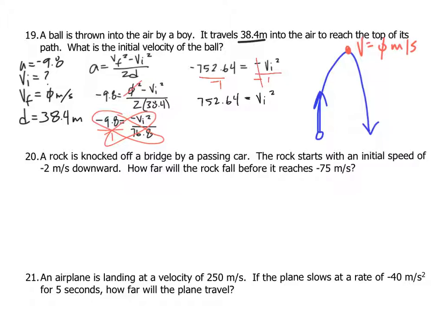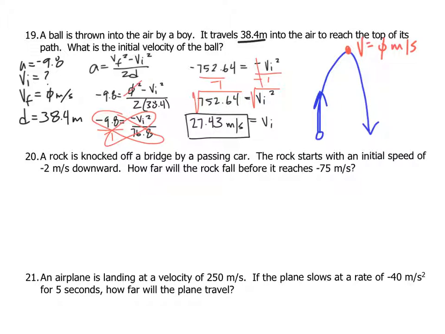And my last and final step is to take the square root of VI squared to get rid of that exponent. And I get VI all by itself. And the square root of 752.64 is 27.43 meters per second. So its initial velocity on the way up is 27.43. Now, with that being said, if the velocity going up is a positive 27.43, then the velocity at the same point on the opposite side would be 27.43 down. It would be a negative 27.43.